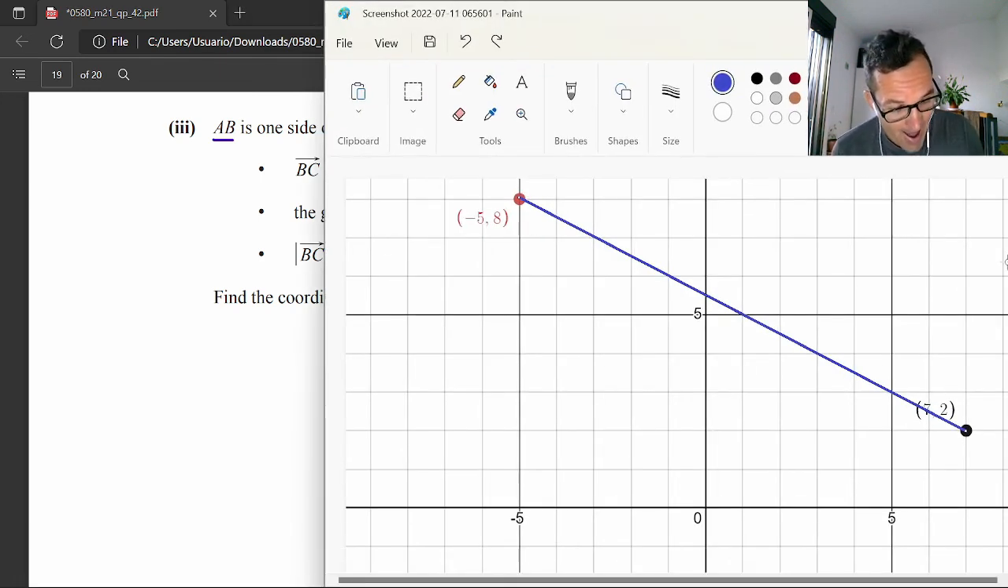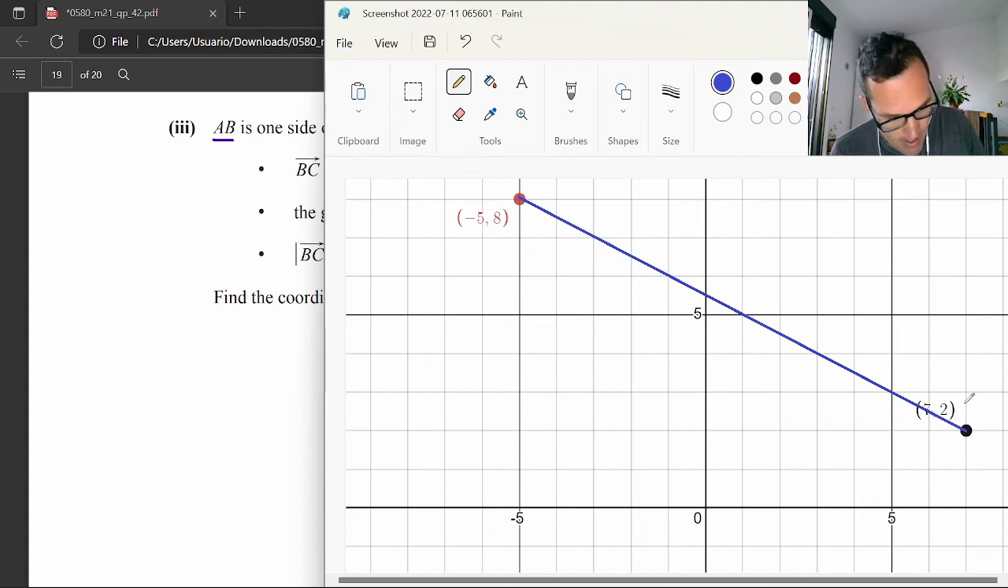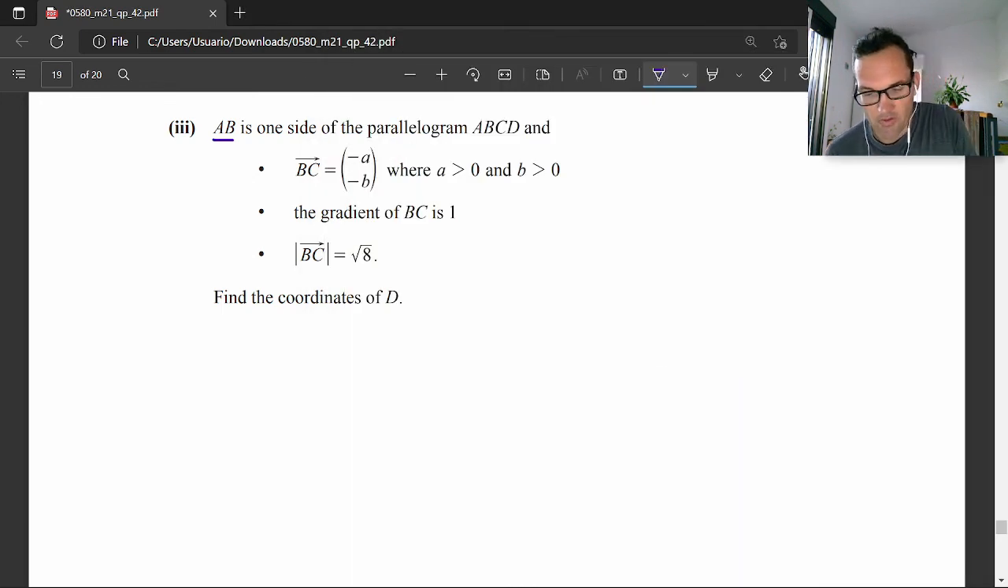So remember, A is the point (7, 2), and B is the point (-5, 8). Okay, so now that we got that clear, we've dealt with the first piece of information, which is the first line. So then we go on to the second part.